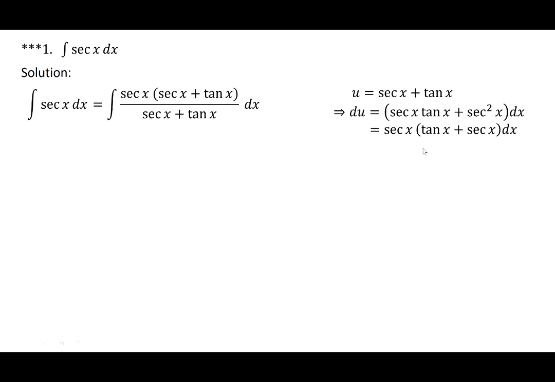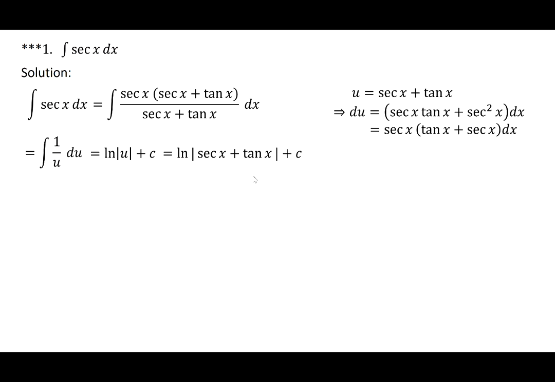Lo and behold, the numerator is exactly what we have here. So the whole integral reduces to integral of 1 over u du, which is equal to natural log of absolute value of u plus c, and replace the u with secant x plus tangent x, and you're done. Isn't that neat?